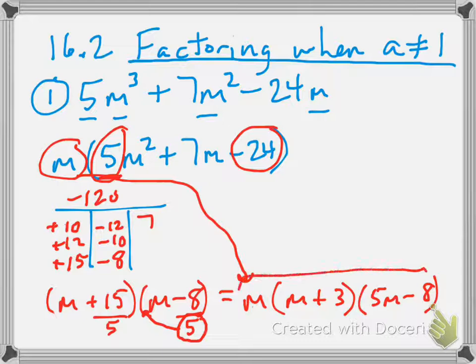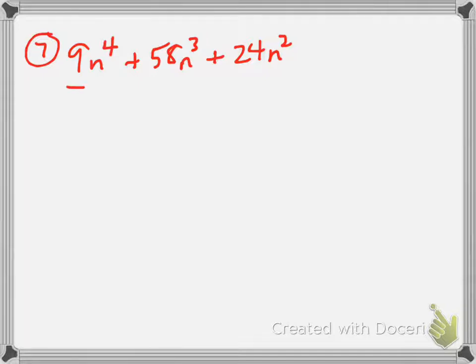Okay. So the first thing you want to try to do is try to factor something out of both terms. Okay, now, let's do number 7 on your worksheet, which you're going to see here soon. 9n to the 4th plus 58n to the 3rd plus 24n squared. So the first thing you want to do is see if you can divide out by anything. Well, can I divide out by 9? Well, I can't do that. Can I divide out by 3? I can't do that. What I can do, though, is if you look, n to the 4th, n to the 3rd, n squared.